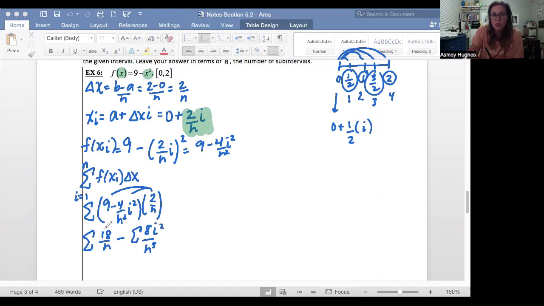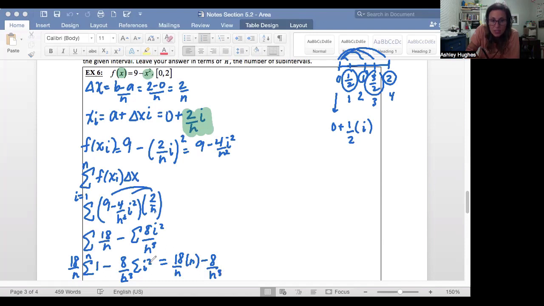And now what we're going to do here is bring the 18 over n out. So 18 over n, summation of 1, minus, I'm going to bring out 8 over n cubed, summation of i squared, and then we're going to substitute using our formulas from earlier. When I sum up 1, I just get 1 times n. So it's 18 over n times n. And when I sum up i squared, I get n times n plus 1 times 2n plus 1 over 6.